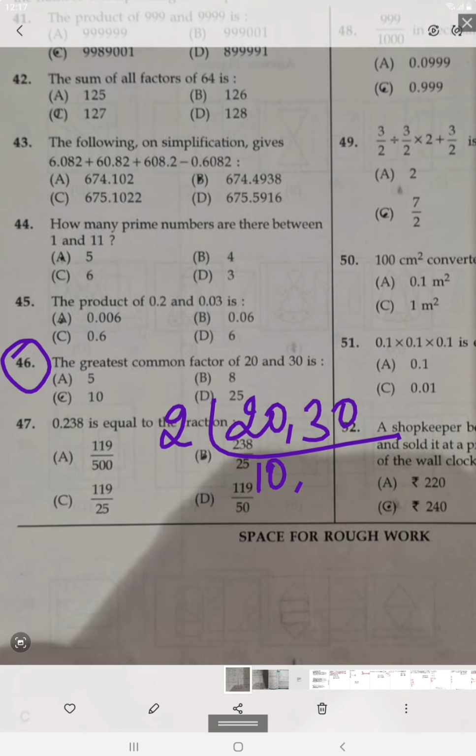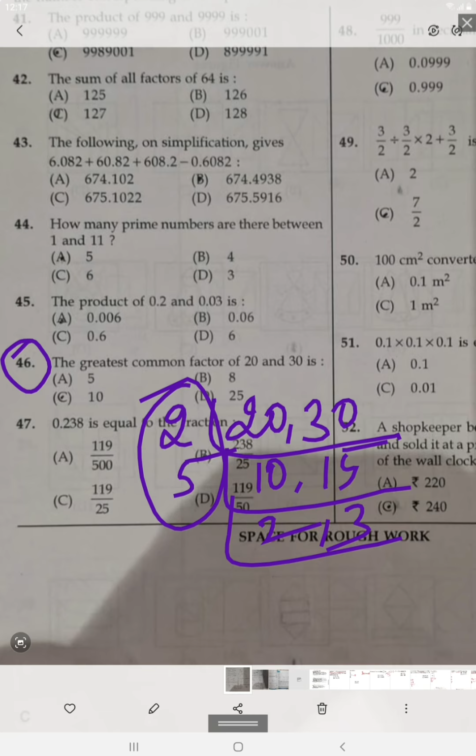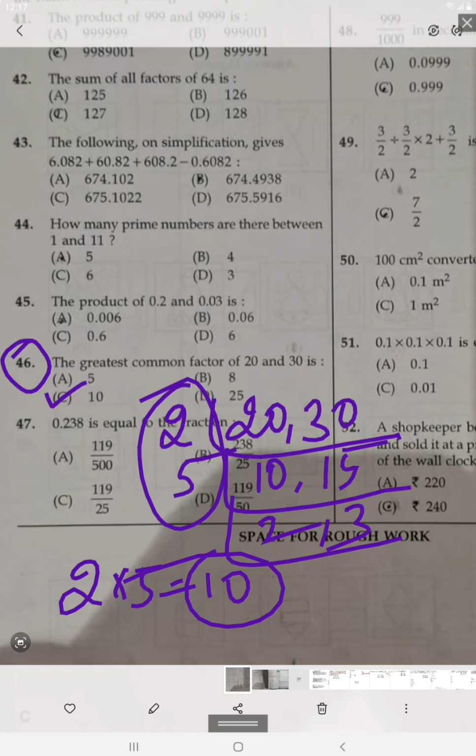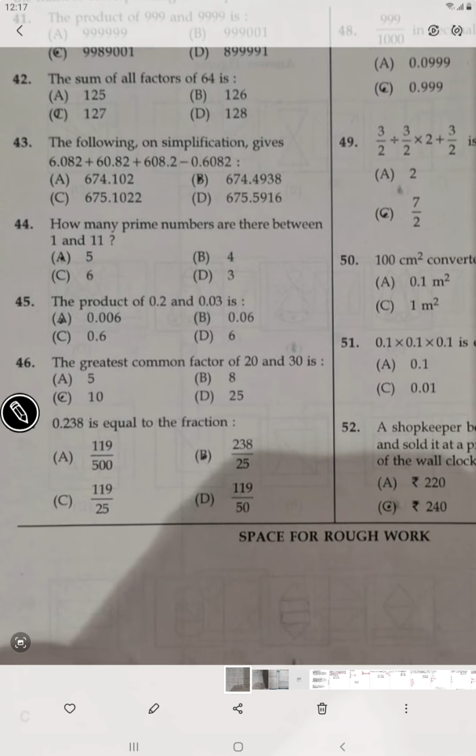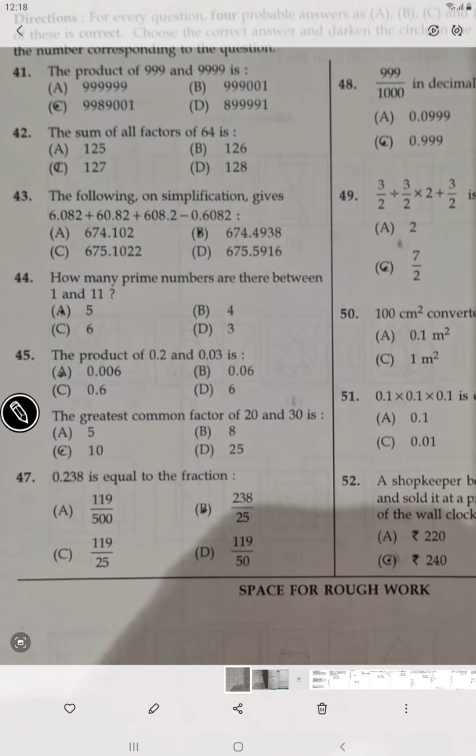So here 10 and here it is 15. Again, further you can take 5, and here 5 threes. Further you cannot divide using the same number, that's why your factorization for HCF is ended. So 2 into 5 is equal to 10. So 10 is the right answer, so answer C.